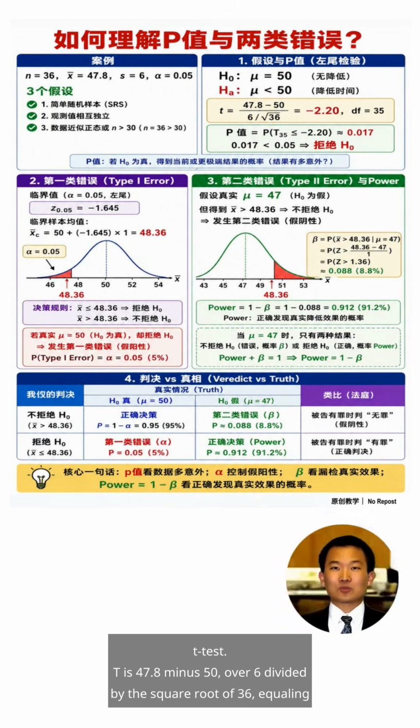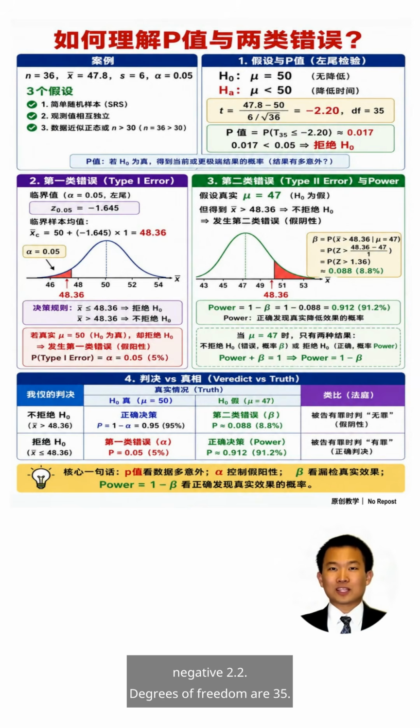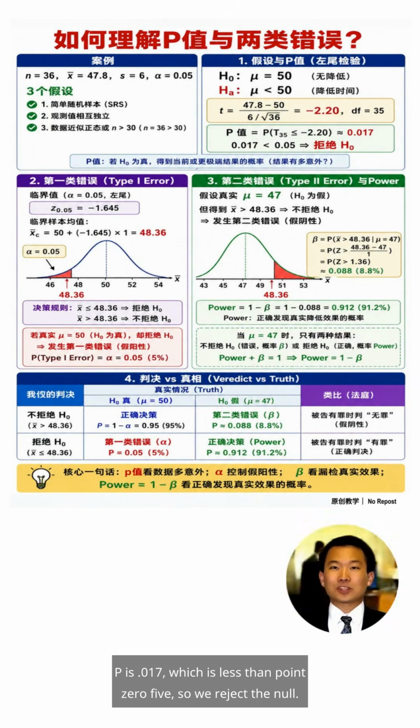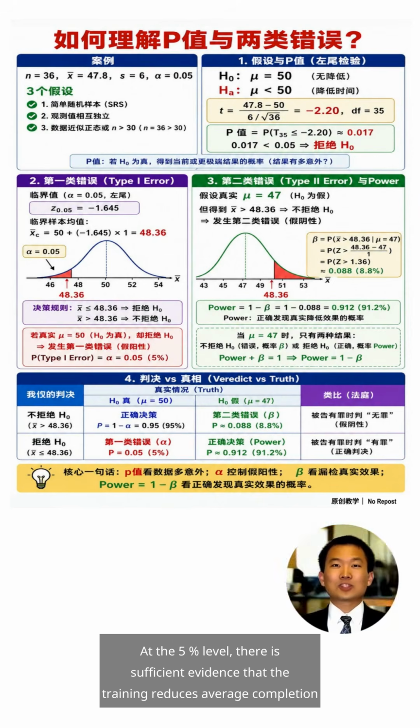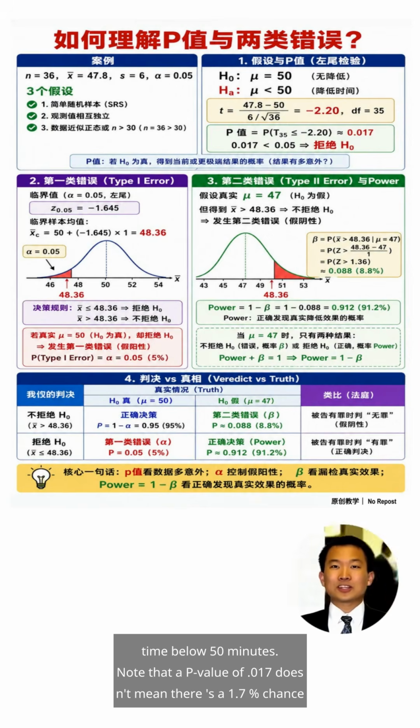T is (47.8 minus 50) over (6 divided by the square root of 36), equaling negative 2.2. Degrees of freedom are 35. P is 0.017, which is less than 0.05, so we reject the null. At the 5% level, there is sufficient evidence that the training reduces average completion time below 50 minutes.